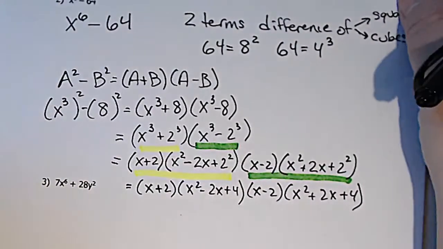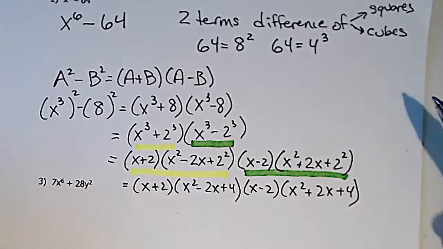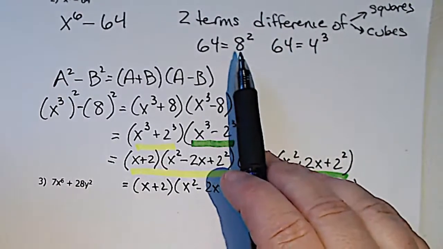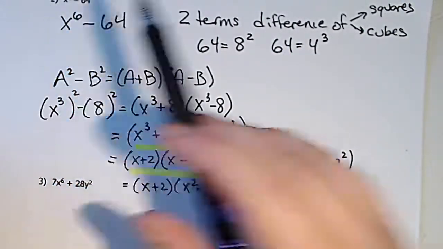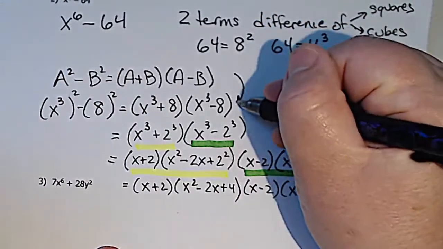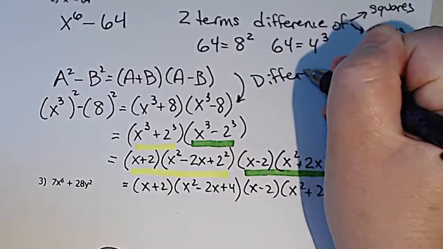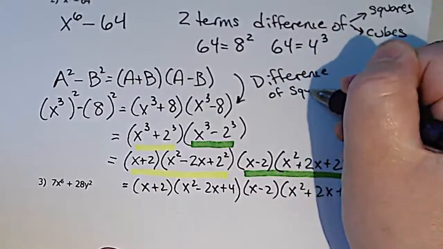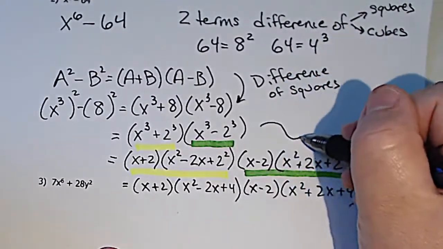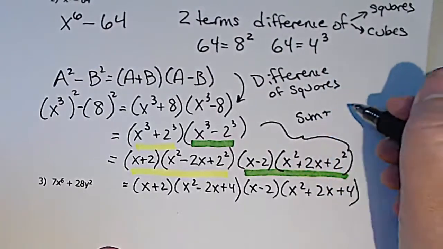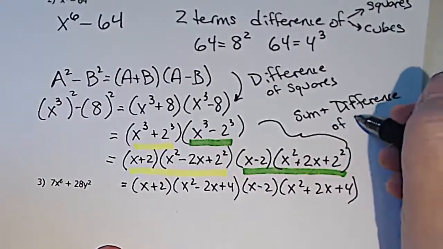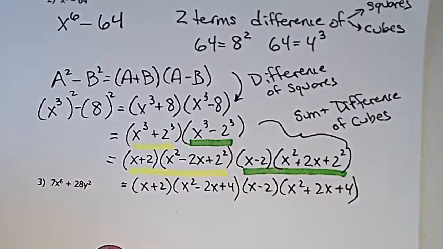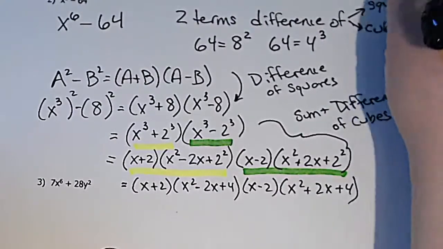So let's take a moment and think through. What ended up happening was, because 64 is both a square and a cube, and because x to the 6th is both a square and a cube, we ended up doing difference of squares, and then all of this was sum and difference of cubes. So we actually had 2 parts and ended up with 4 factors. Okay, the last one will make up for that.